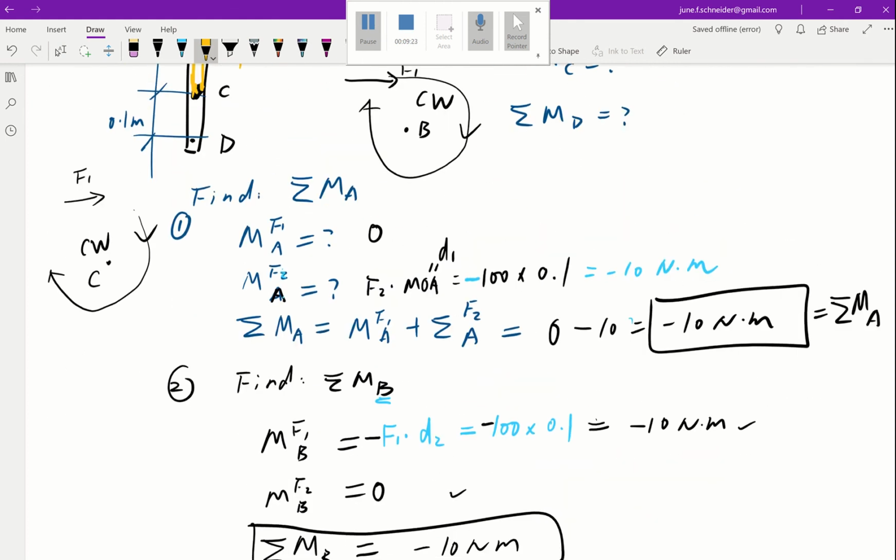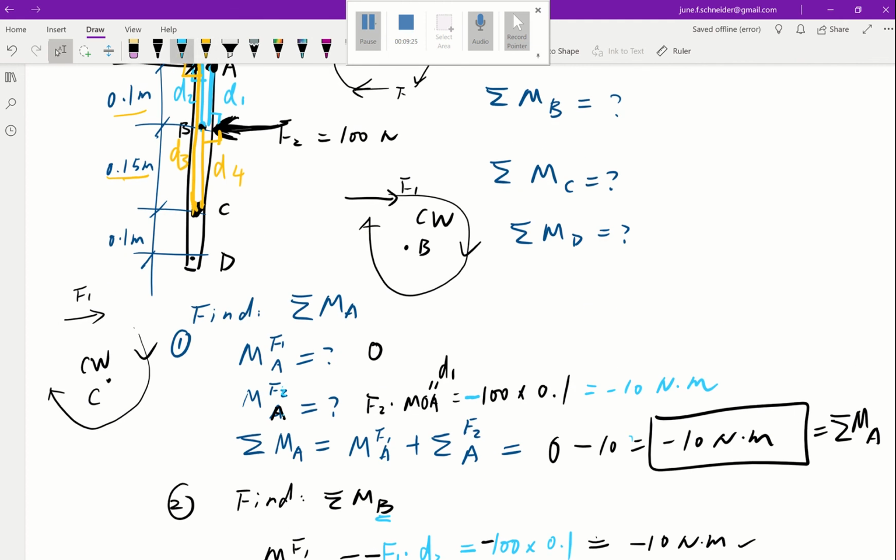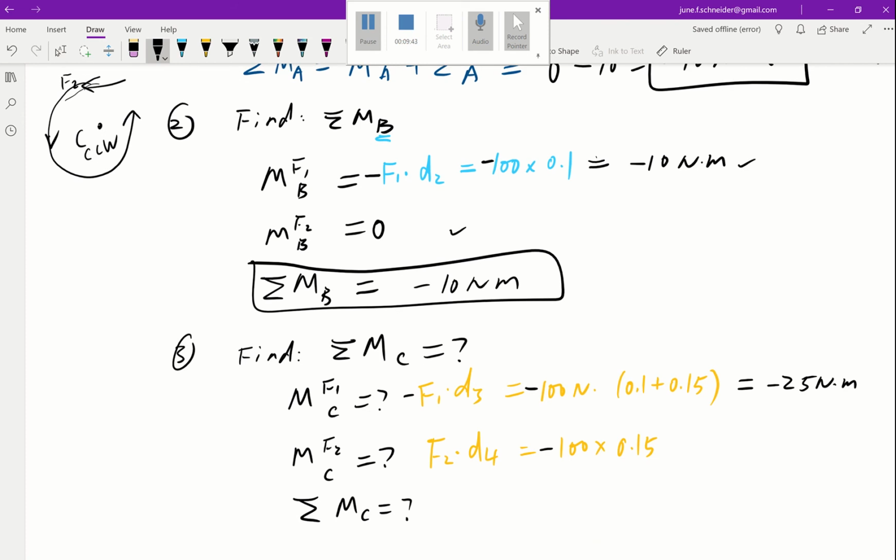Now thinking about positive and negative, right? So let's take a look. It's this F2 right here, rotating about C. So what do we have? We got it counterclockwise, so that will be a positive value. So that's going to be our 15 Newton meter. Knowing that, add those two values together, you will get negative 25 plus 15. That gives us negative 10 Newton meter.